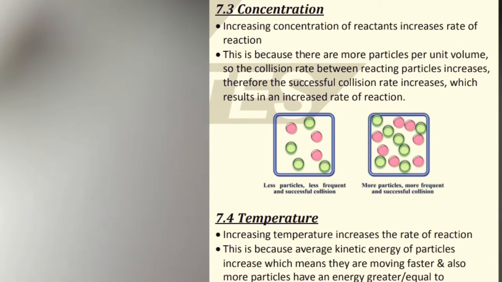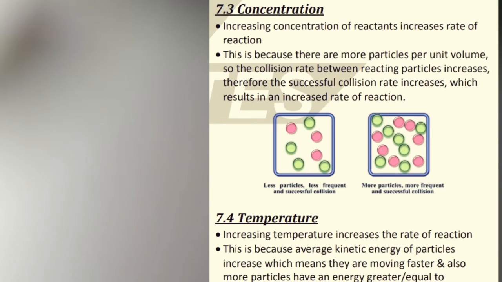The rate or speed of reaction depends on several factors. First factor: concentration. We usually mention the concentration of acid or alkali, for example 0.1 mole per decimeter cube or 0.5 mole per decimeter cube. We measure concentration like this.